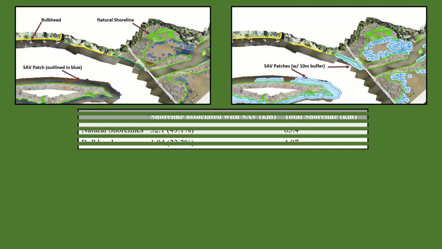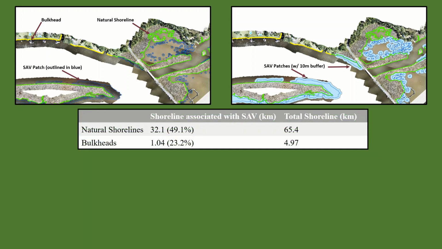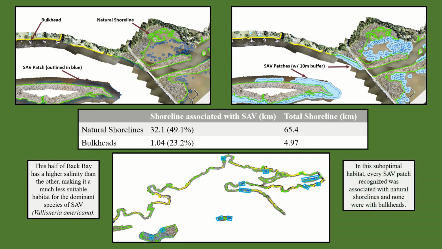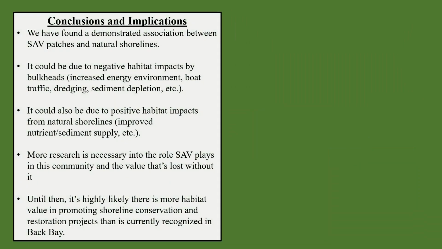In doing this, we found that nearly half of the natural shorelines supported an SAV patch, while less than a quarter of bulkheaded shorelines did. Additionally, in the range of the Back Bay salinity gradient that was less hospitable to the dominant species, SAV patches were only found associated with natural shorelines, with none around bulkheads. From this, we can demonstrate an association between SAV and natural shorelines.